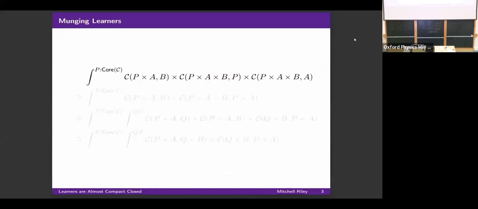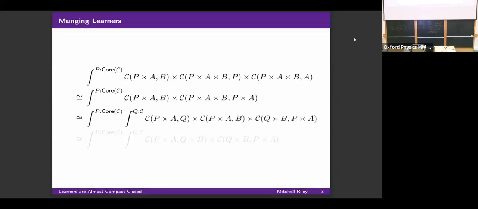Okay, so I'm going to write the data of a learner on the top line here. Here we've got our three maps that we had before, and this quotient up to isomorphism of parameter objects, which we can phrase as a coend over all of the isomorphisms in C. Now I'm just going to manipulate this. First of all, we've got two maps out of the same object, so we can just combine them using the universal property of the product. Now I'm going to use some coend calculus.